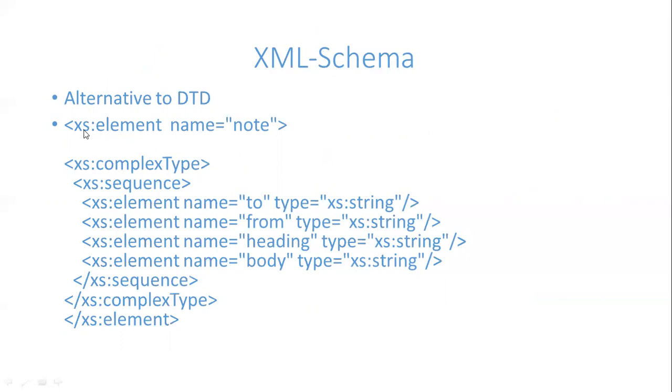So what we have to do is, this is an alternative to DTD. The element name is note. We already have seen this. Now, it is a complex type. What kind of type is it? Complex type means it consists of multiple values. It can be string, it can be numerical values, although we have not used numerical values here, which can be added later.